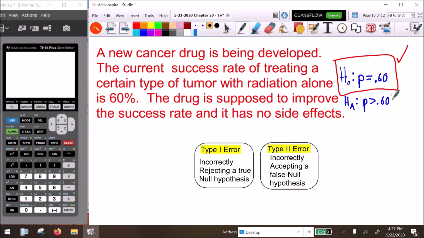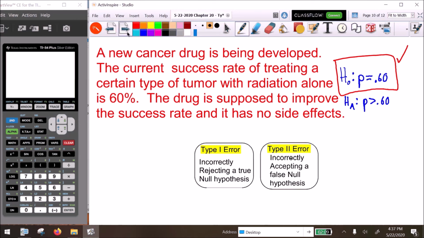They're assuming that the rate at which the drug affects the success rate still stays at 60%. When in actuality, if they're committing a type 2 error, this is not true. The drug's actually effective at improving the rate. So if they committed this type of error, they would probably not use this drug, even though it is successful at improving the success rate at treating this tumor.